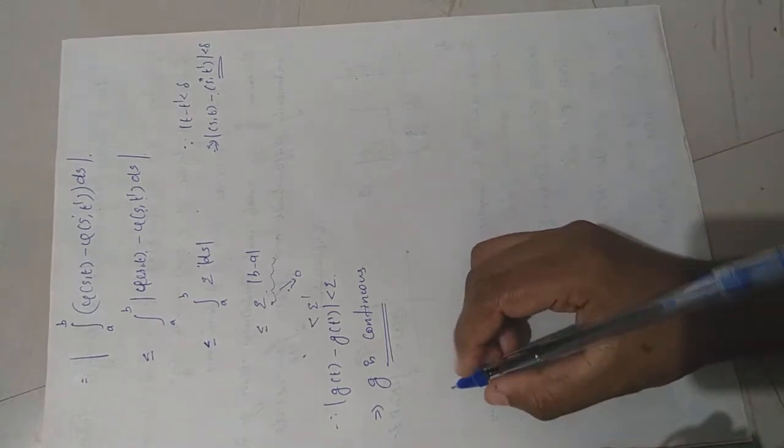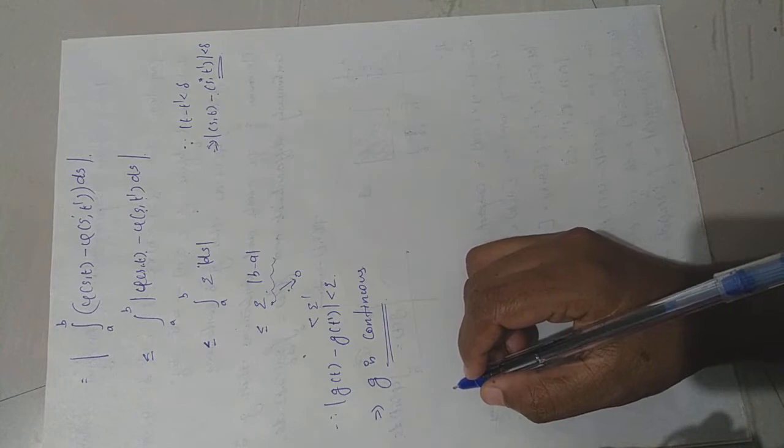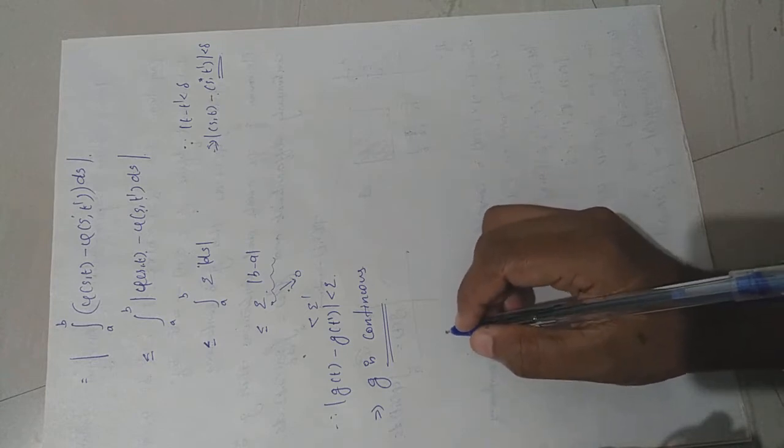Now we want to prove that suppose dou psi by dou t exists and is continuous, then G is continuously differentiable.